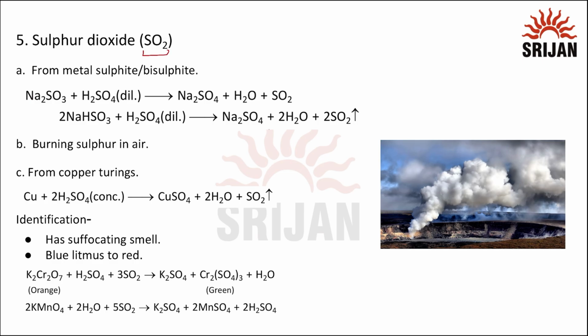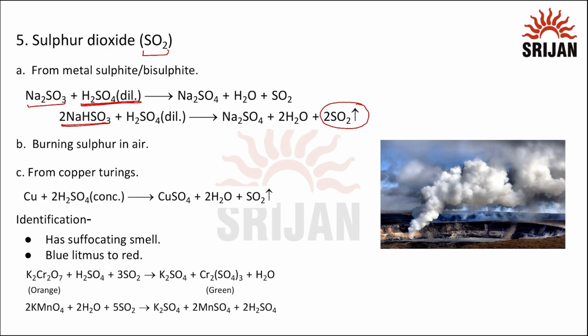Sulfur dioxide is also obtained by the action of dilute sulfuric acid. Here you can see that dilute sulfuric acid is reacting with metal sulfite or bisulfite. So when metal sulfite or bisulfite reacts with dilute sulfuric acid, they result in the formation of sulfur dioxide.